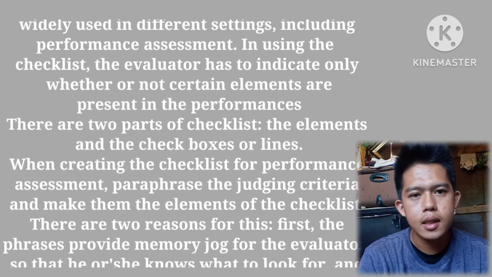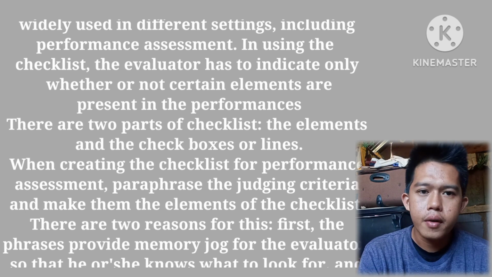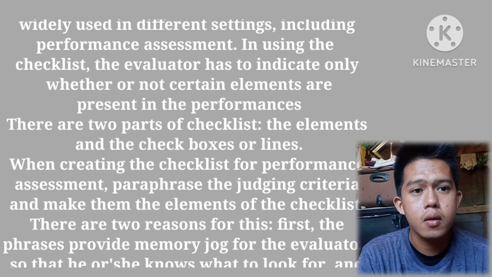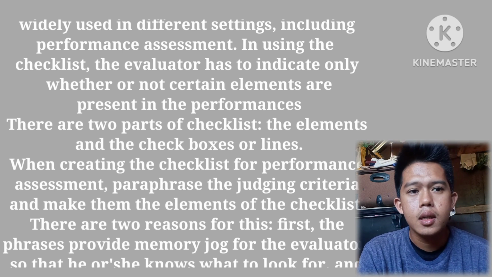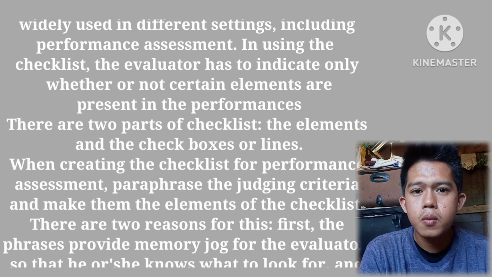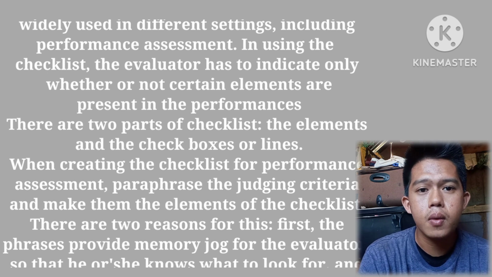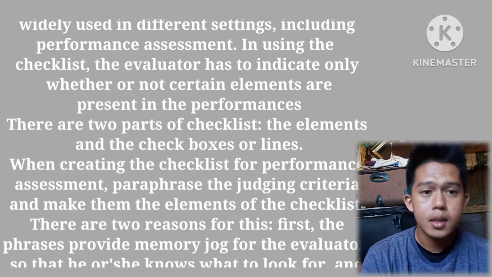So number one is checklist, which refers to an observation instrument that defines performance, whether it is certain or uncertain, or present or not present. Checklists work well in describing what students can perform. It works well for checking the process of learning. This is widely used in different settings, including performance assessment.